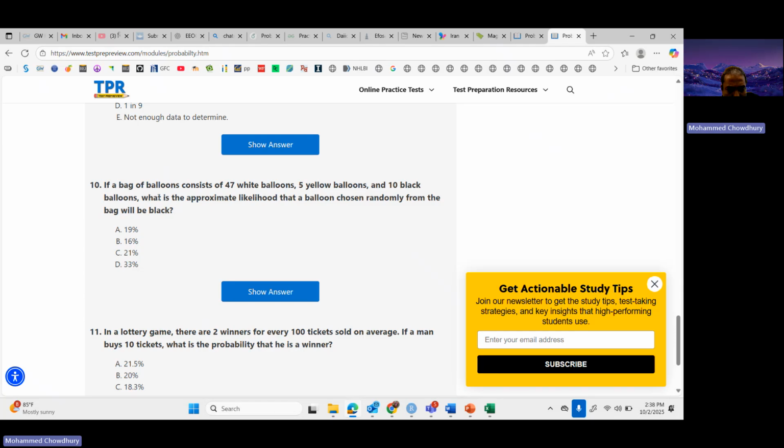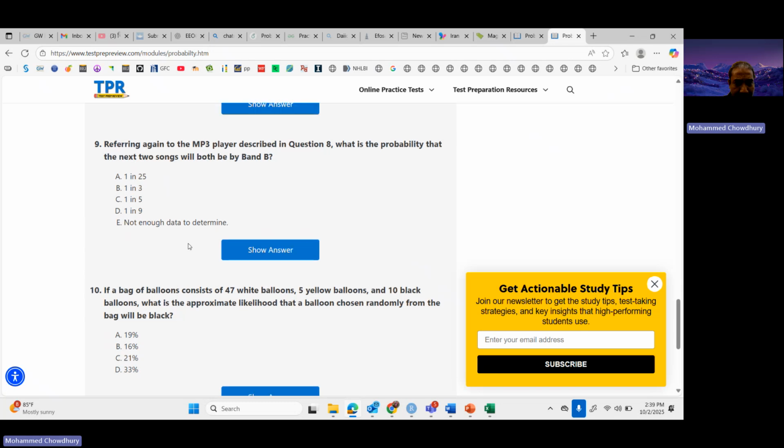A bag of balloons consists of 47 white balloons, 5 yellow balloons, and 10 black balloons. What is the approximate likelihood that a balloon chosen randomly from the bag will be black? So that is easy, right? 47, 57, and 62. So 10 over 62.